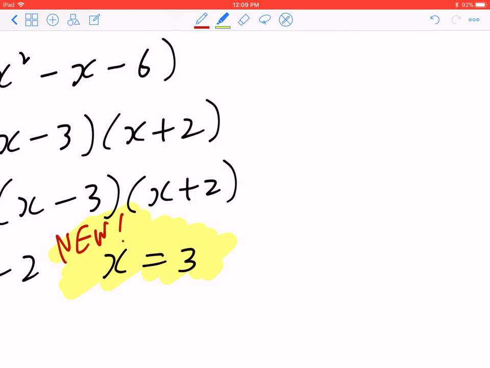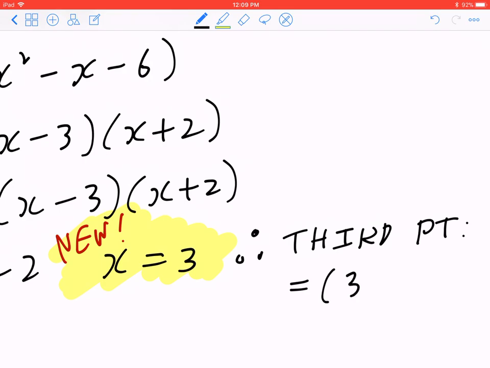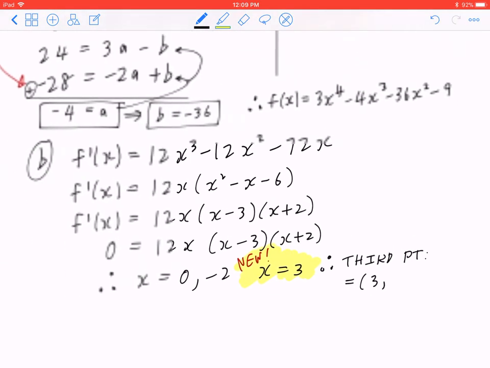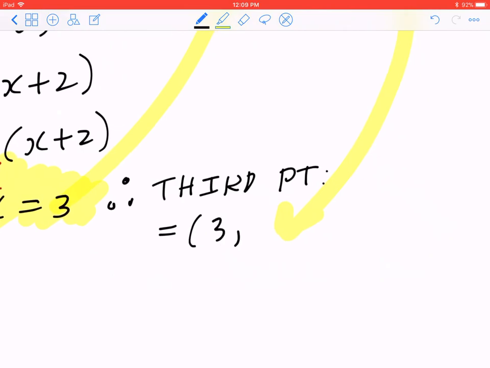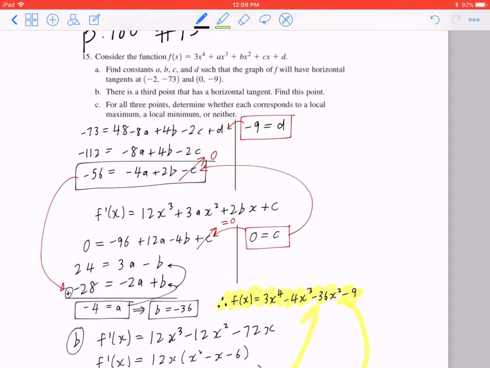And of course, always form the habit to find the point, not just the x value. So therefore, the third point equals to, and again, once you plug 3 back into the original, in case you're not sure where the original is, this is the original, you plug it back to here, and you can take the calculator. When you work it out, the point is going to be 3, negative 198. So that's how you do part B.